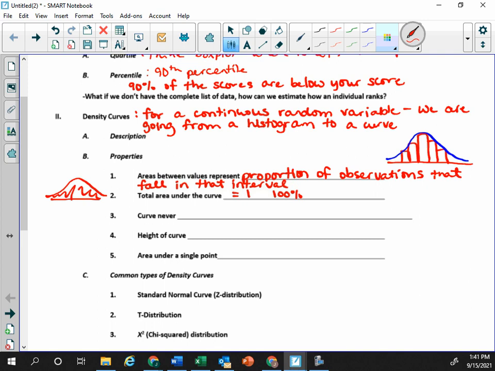All right, your curve is never going to cross the x-axis. You can see on the couple that I've drawn where the tail ends are approaching the x-axis, but they're never going to cross it. So the curve never crosses the x-axis.